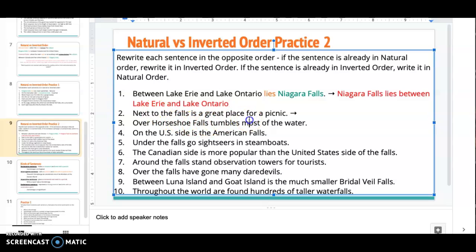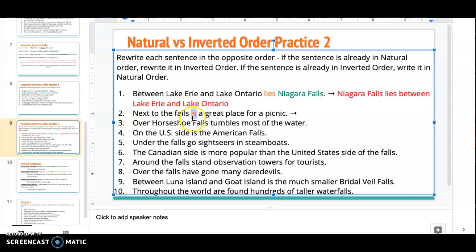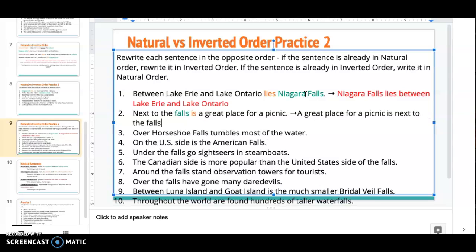Next to the falls is a great place for a picnic. Okay, so here I see that the action is once again is. So I'm going to just color coordinate that, right? So is. What is? Is next to the falls, or a great place for a picnic. So here our subject is a great place for a picnic. Okay. So now to switch it again, I'm going to take that beginning and throw it at the end. So a great place for a picnic is next to the falls. Okay, so again, you see the very end at the beginning, and then the beginning at the end.